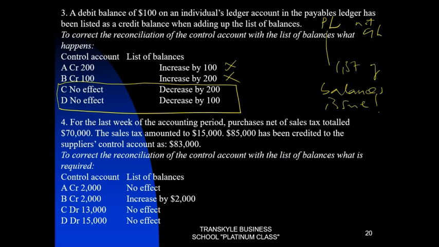So, do we have to decrease the list of balances by 100, or do we have to decrease the list of balances by 200? A debit balance of 100 on an individual's ledger account in the payables ledger has been listed as a credit balance when adding up the list of balances. Obviously, there should be a decrease by 200. So, the answer there is C. Very simple, isn't it?